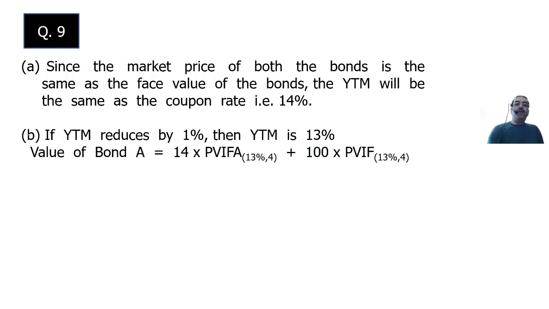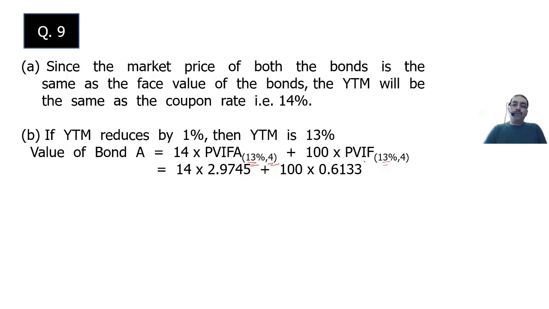Value of the bond A will be 14 rupees interest into annuity factor at 13% for 4 years, and 100 into PVAF at 13% for 4 years. In the same way, I do 1 divided by 1.13 equal to function 4 times and then GT function for annuity factor. So that comes to 14 into 2.9745. This is 1 divided by 1.13 equal to function 4 times, the last figure is 0.6133.